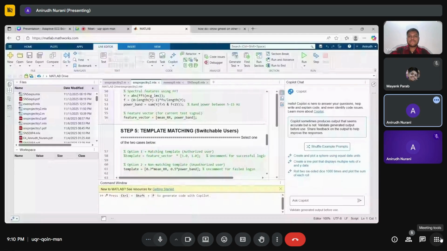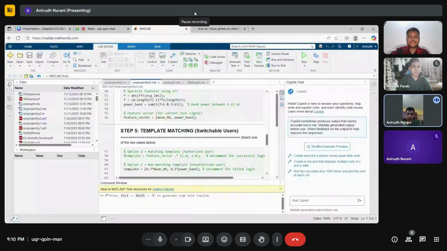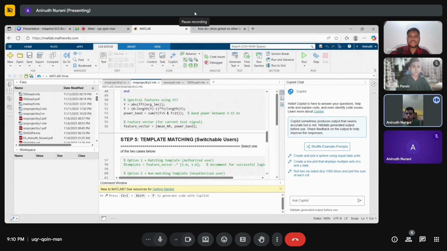The last part is plotting the results. Finally, MATLAB displays four plots: the noisy ECG, the filtered output after Butterworth and LMS filtering, R peaks, and a bar chart showing the extracted features. These six steps together demonstrate the full working of our adaptive ECG biometric system from signal creation to authentication.